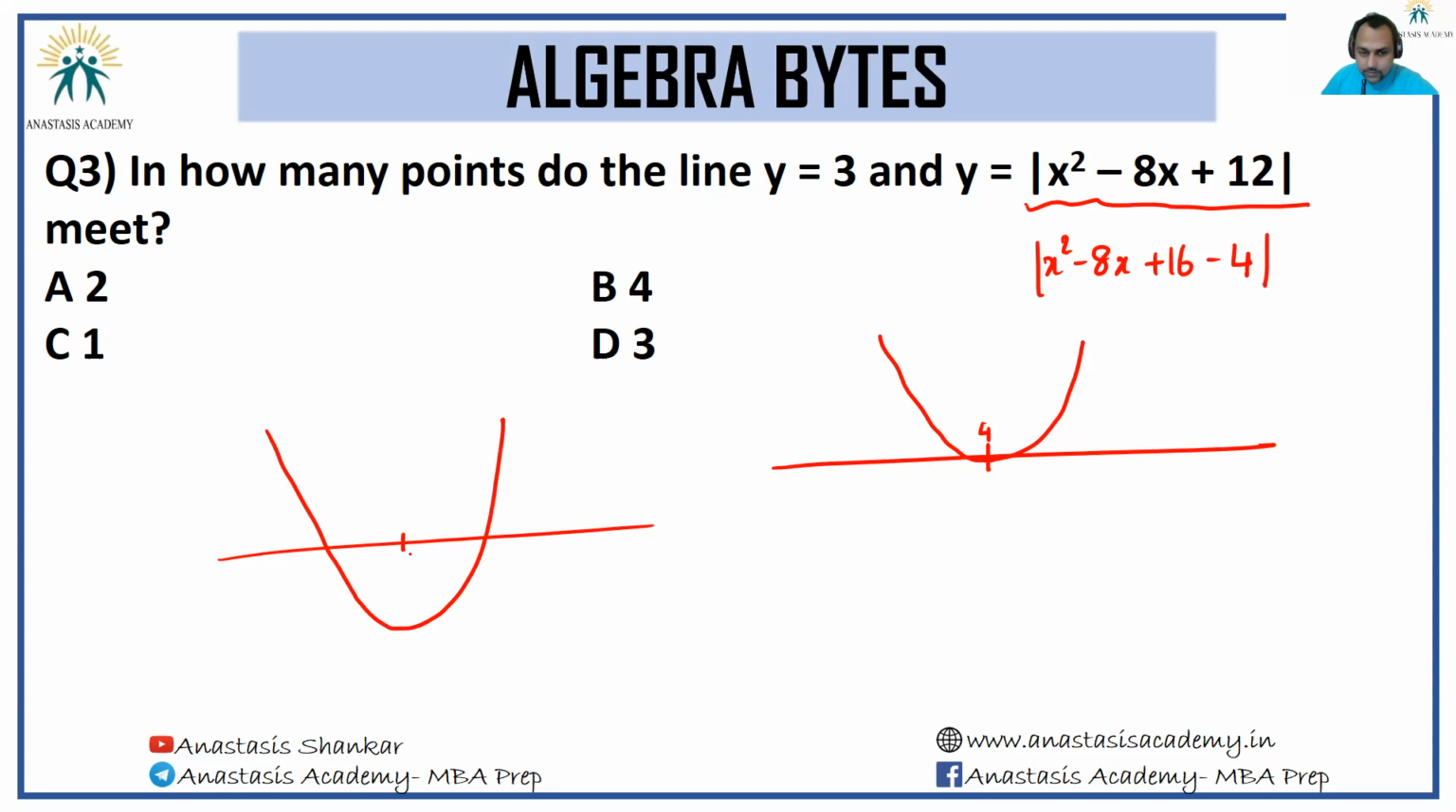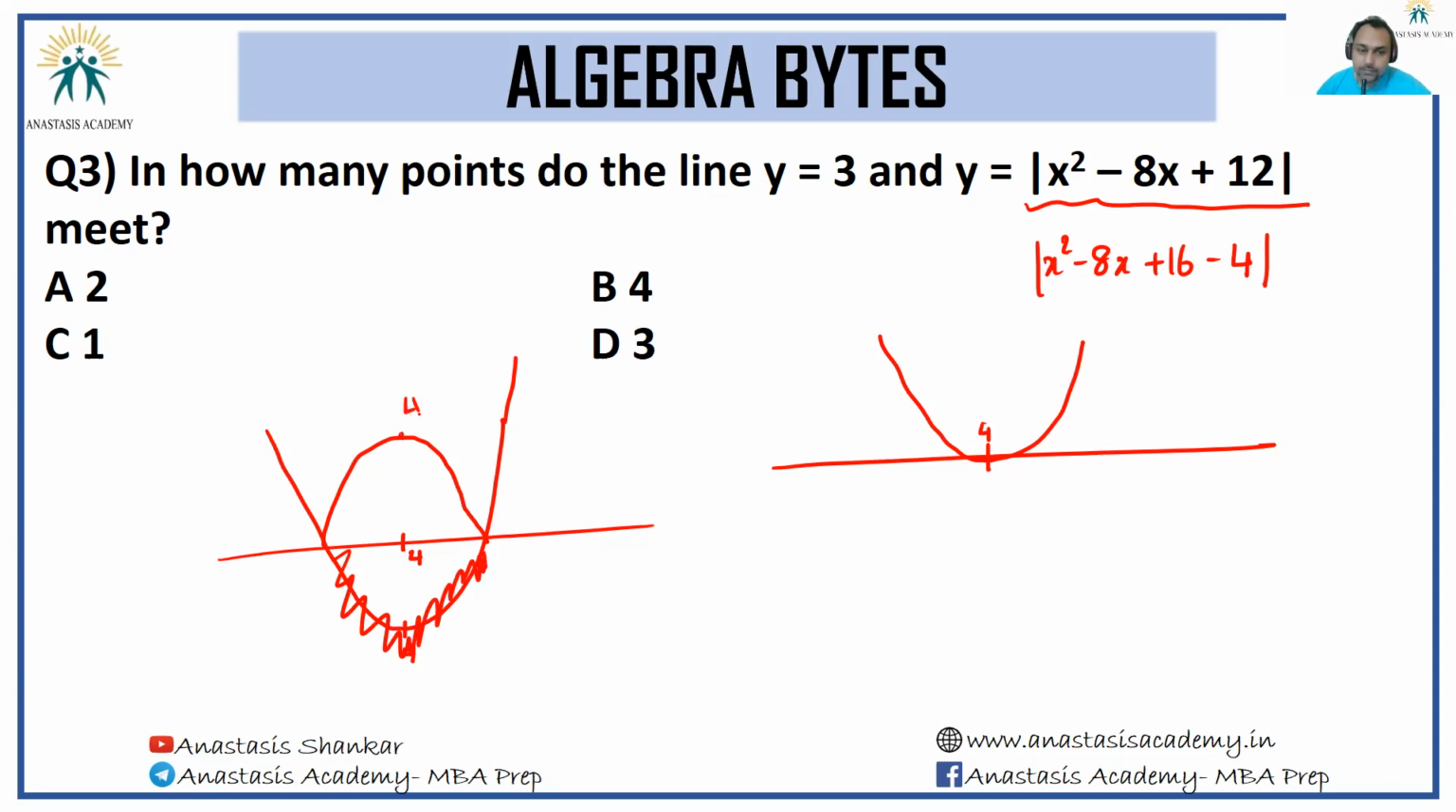So at x equal to 4, the value of the function would also be 4. But this is not the end of it. This graph is also getting modded. So it will go up like this. It will go up like this. This portion will no longer exist.